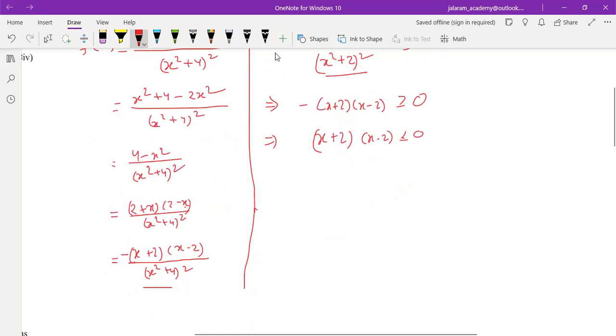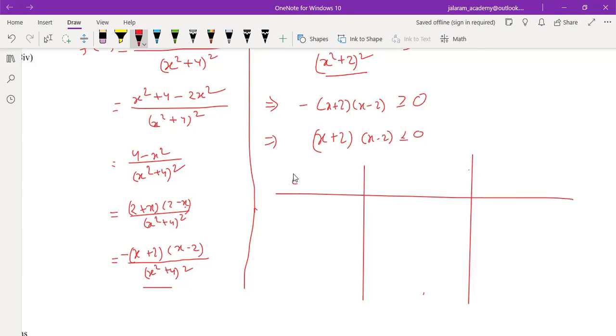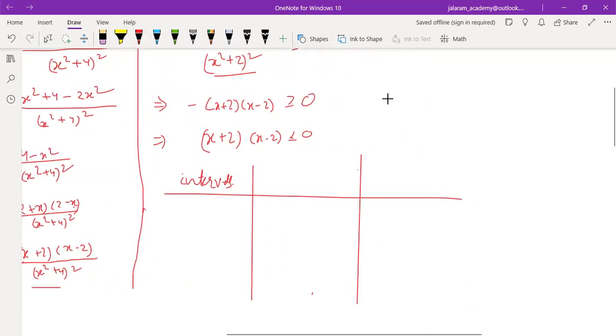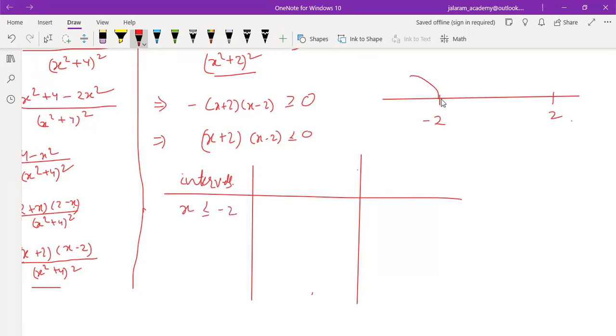And then use the method again for different intervals and draw them on the number line. The two zeros are minus 2 and 2. And the three regions are: first, x is less than or equal to minus 2. Second, x lying between minus 2 to 2. Third, x is greater than or equal to 2.